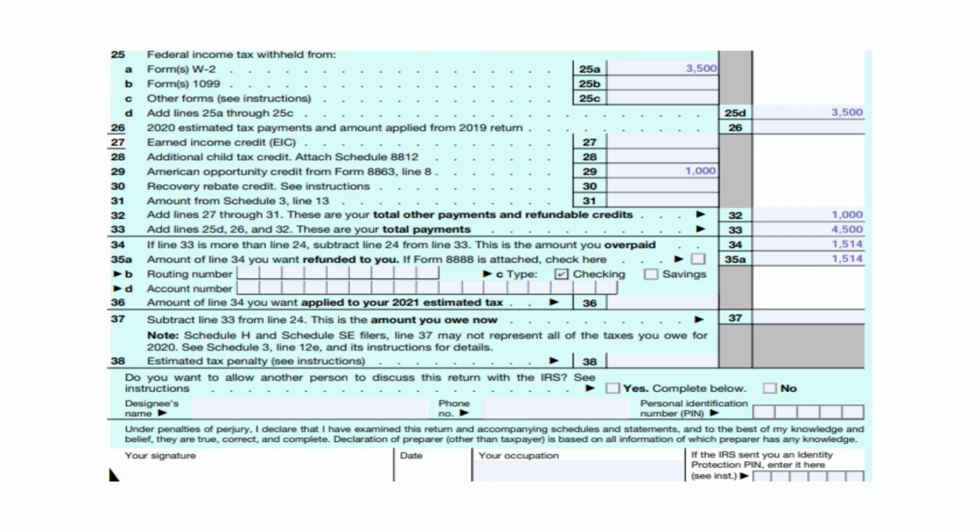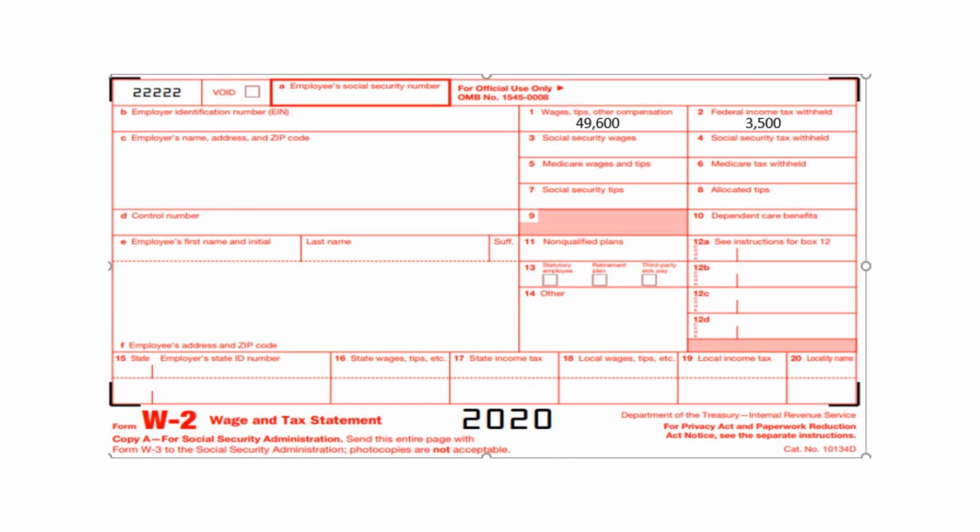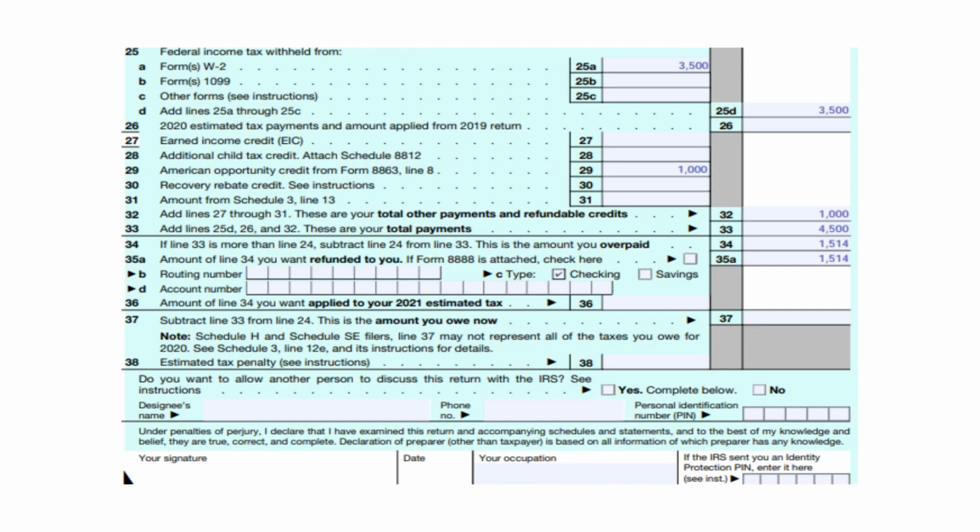On line 25A, you will put your federal income tax withholding from box 2 of the Form W-2. Note that you'll also have withholding in boxes 4 and 6 on the W-2. These do not go on your return. Since you don't have any withholding from any other forms, lines 25B and C will be blank. Carry the $3,500 over to line 25D. Since you didn't make any estimated payments, line 26 will be blank.